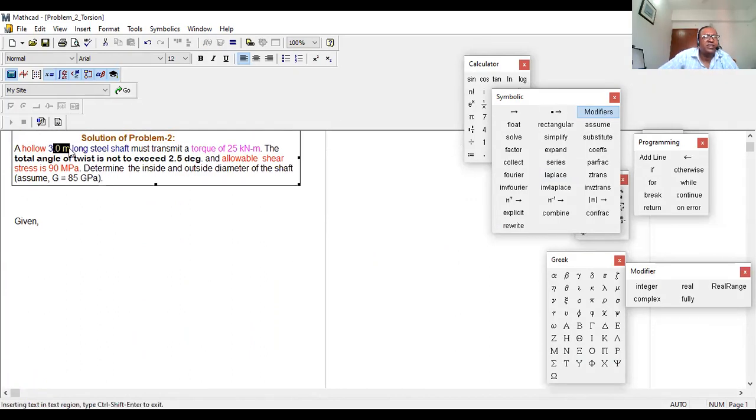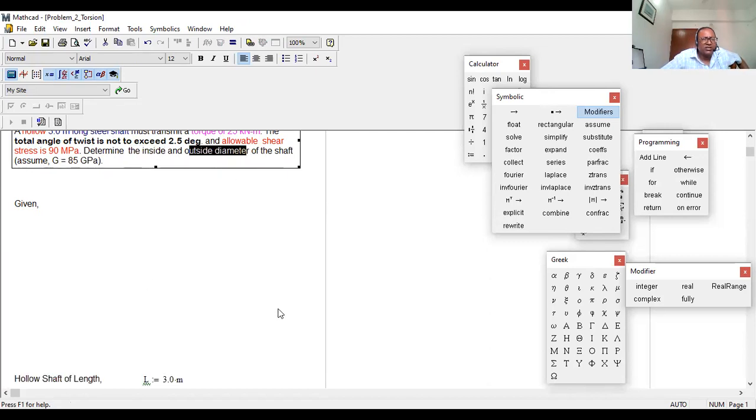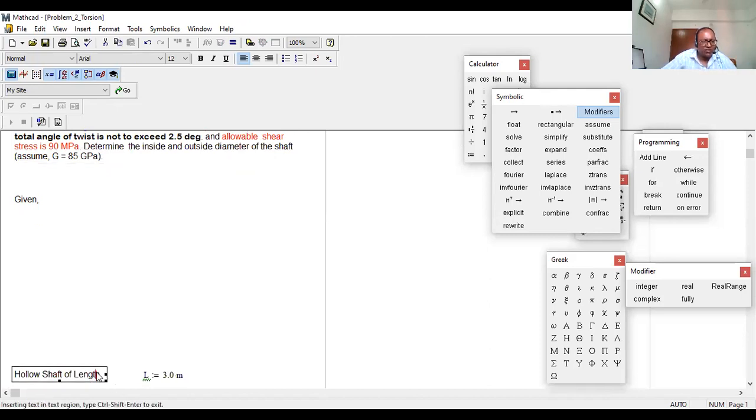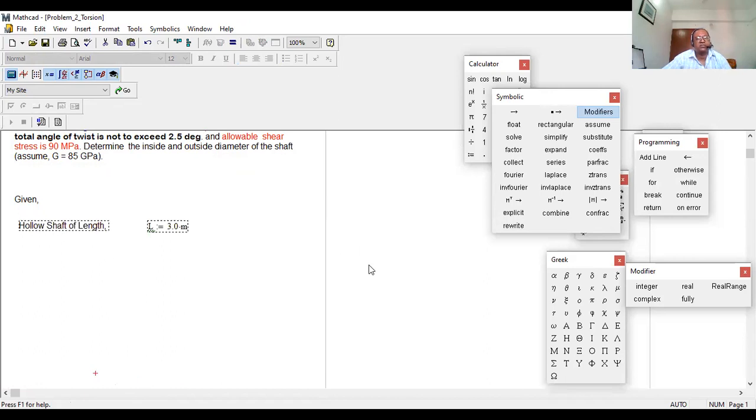So length is given, 3 meter. Torque T is 25. Angle of twist, that means theta, is given. Allowable shear stress, that means tau, is given. And the G value is given. What do you need to figure out? Determine the inside and outside diameter of the shaft. So at first you write down the length of the shaft with this mass.